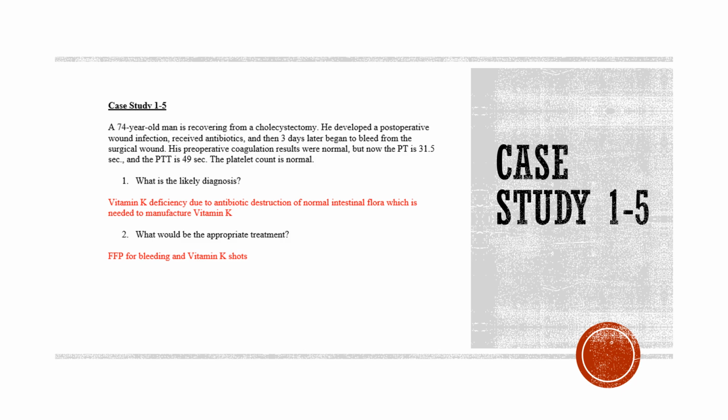What would the appropriate treatment be? Well, obviously FFP, because we have more than one vitamin K dependent factor, so it isn't just one factor, so we would need that FFP, which has multiple factors in it. And we may also supplement with a vitamin K shot or a few, and over time that would provide the body with enough vitamin K to continue producing those vitamin K dependent coag factors during the remainder of his course of antibiotics.